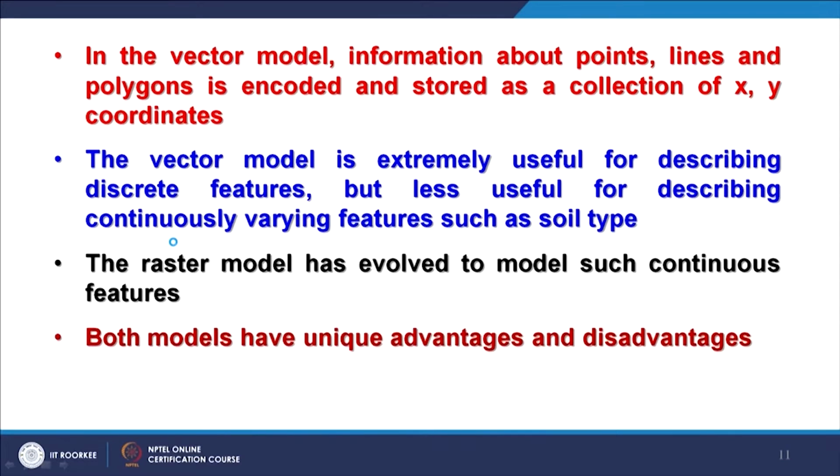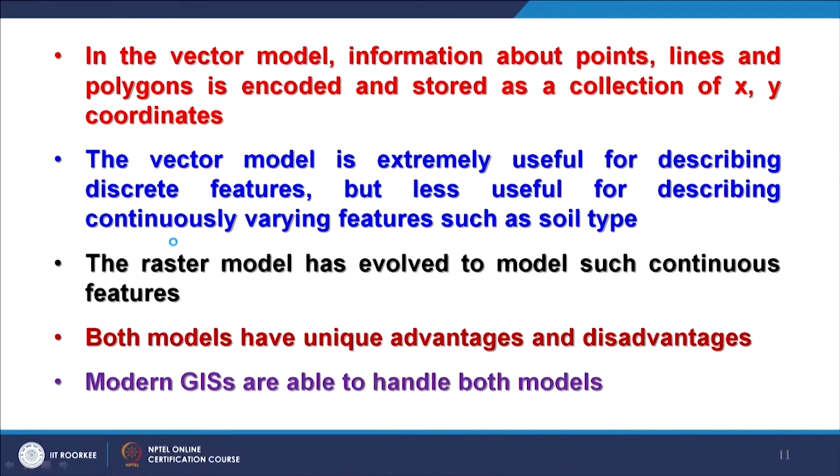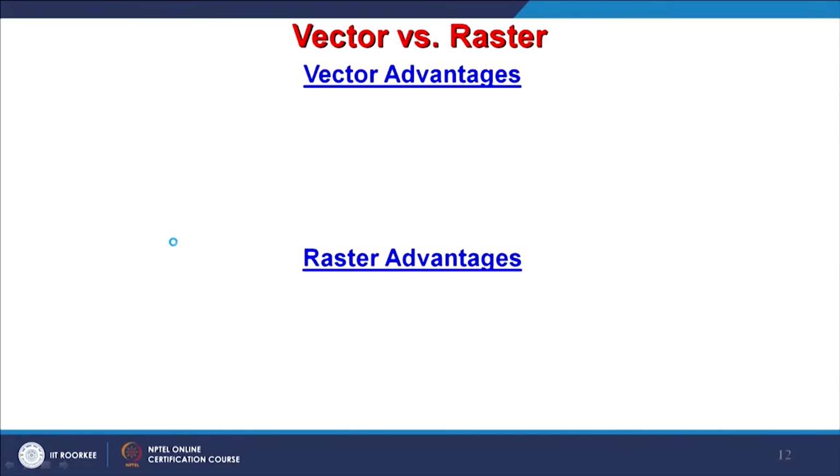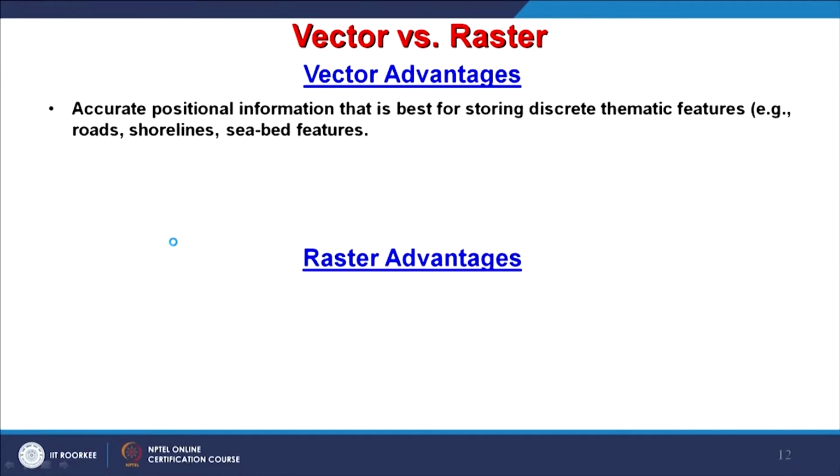And both models, that means vector and raster, have merits and demerits, that means they have unique advantages and disadvantages. And all these models, including your TIN, can be handled with all modern GIS software. So very quickly we will go through these advantages and disadvantages. Like the vector advantages, that it is position-wise quite an accurate representation.